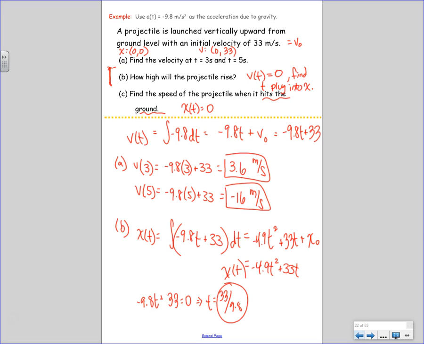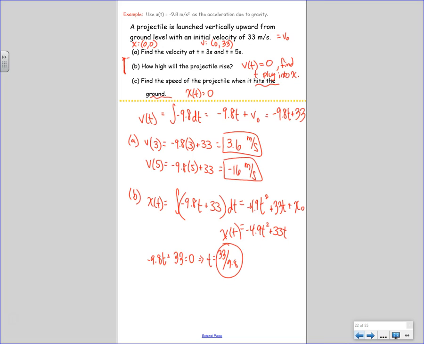So all we need to do in order to find the position is plug that time into x. Why am I plugging it into the x again? What was the wording? How high. Good. And then specifically in this one it would be meters, right? Yes, meters.